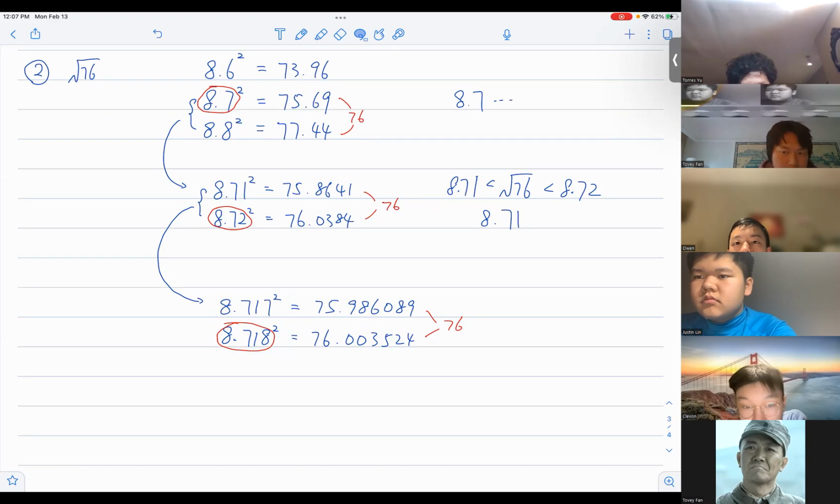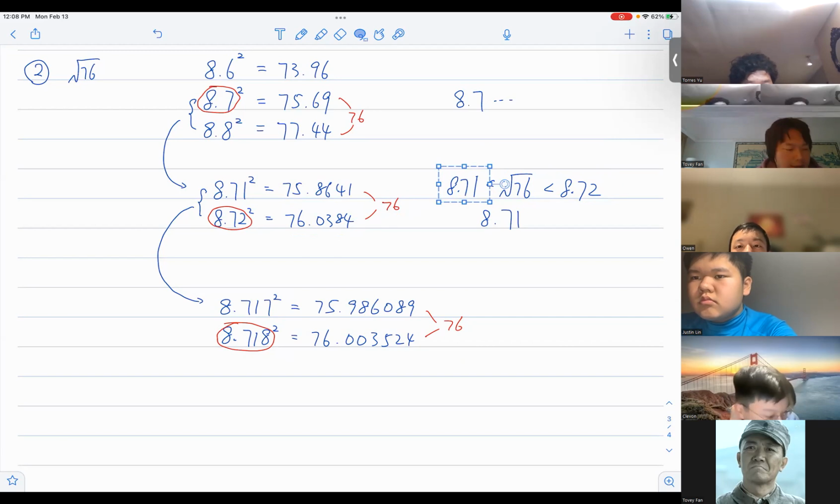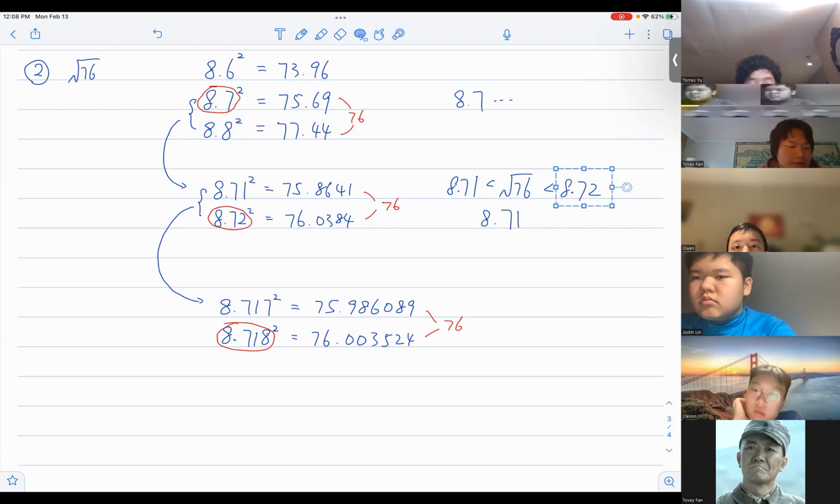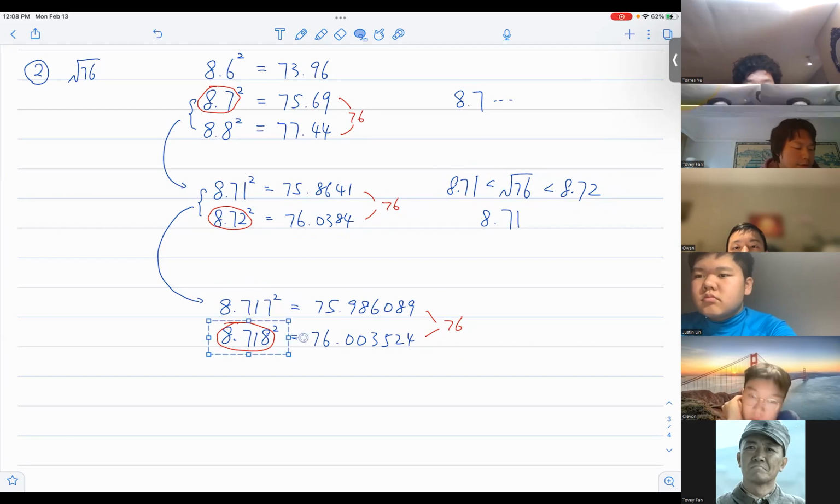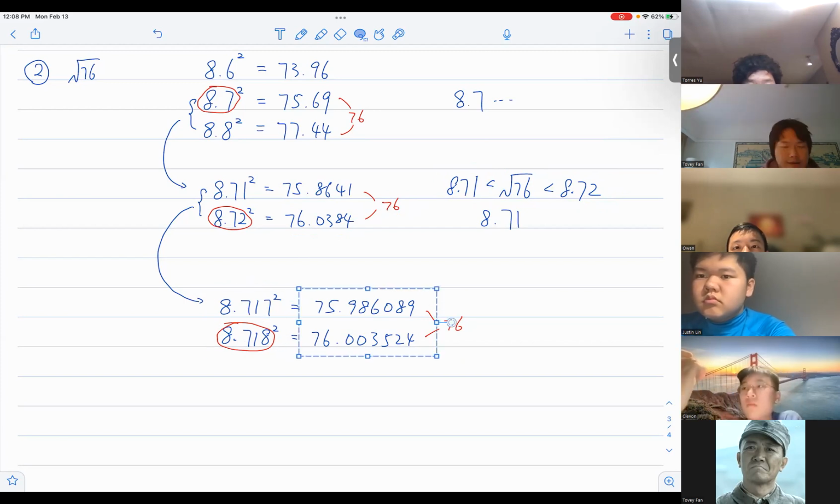to try. Okay, because 76 is closer to this number, right? So meaning that √76 is more situated closer to 8.72, and further away from 8.71, right? So you don't start with 8.711, 712. It takes too long. We know that it's closer to 8.72. So we start with maybe 717, 716, 718, and then you will see, okay?